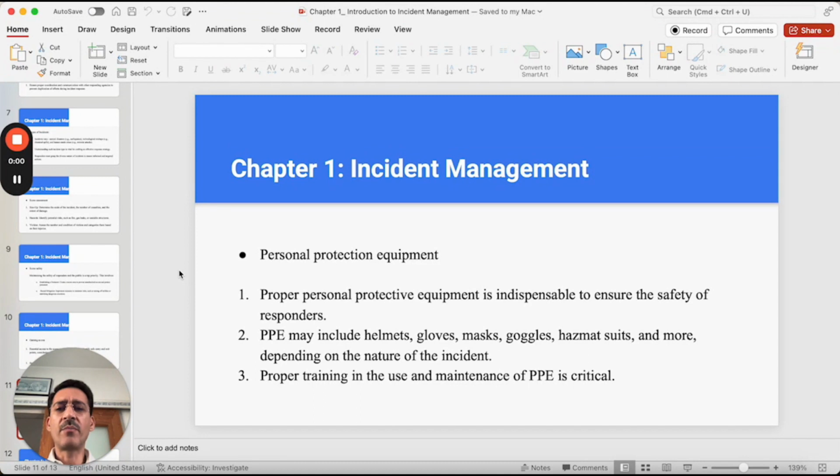Personal protective equipment. Proper personal protective equipment is indispensable to ensure the safety of responders. PPE may include helmets, gloves, masks, goggles, hazmat suits, and more depending on the nature of the incident. Proper training in the use and maintenance of PPE is critical.